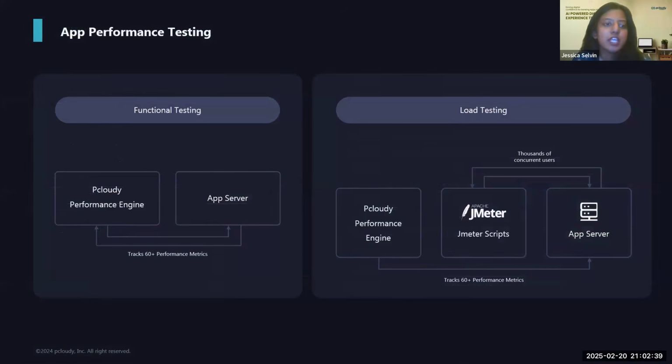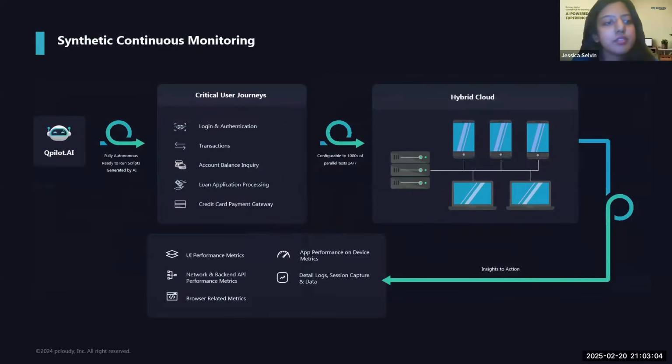Also, in terms of scaling your app performance testing, this is more from the functional side, where you're just triggering a simple flow. At the same time, you can do this in the context of load testing as well, where you can trigger your existing JMeter scripts and trigger the load. Then after that, you can run the Pcloudy performance engine, track the metrics, and get the reports for that as well.